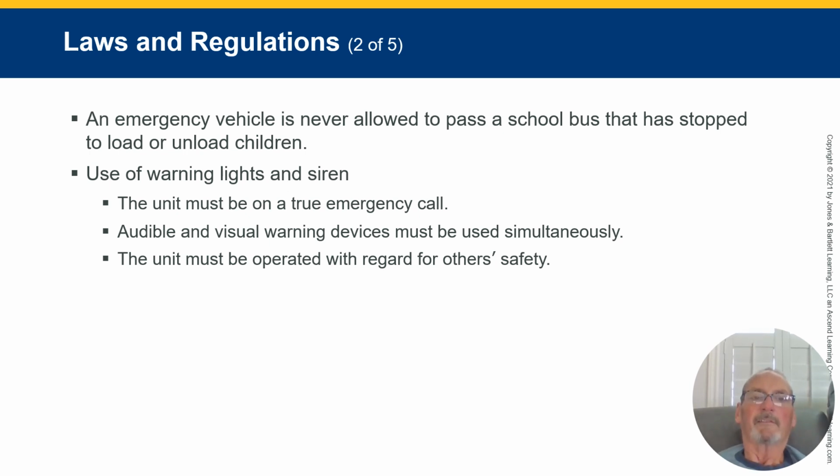Use of warning lights and sirens. The unit must be on a true emergency call. Both your siren and your lights must be going. Now, there's only a handful of situations I could think of, and they're all geared towards law enforcement, where they can get away with running just lights with no siren, because they're going to catch a bad guy, and we don't want the bad guys to get away by letting them know, here come the sirens. The unit must also be operating with due regard to the safety of others.